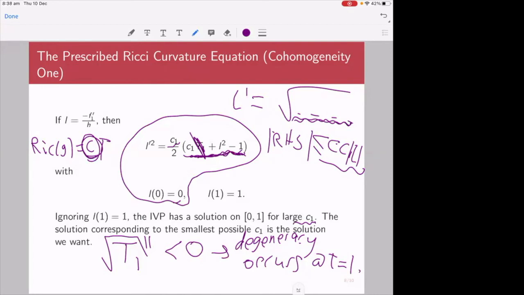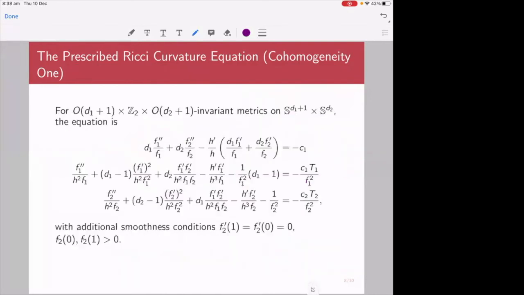All right, now moving on to some more recent work. Recently, I've been looking at the prescribed Ricci curvature equation on products of spheres. So the problem now is, well, we're trying to solve Ricci G equals CT, except now the manifold we're dealing with is the product of two spheres.